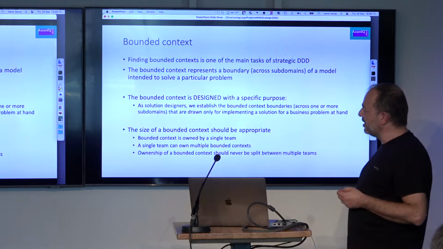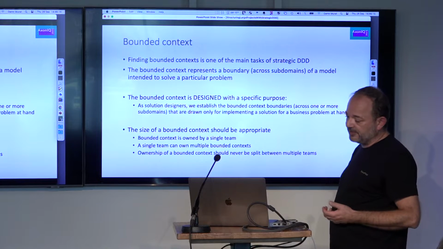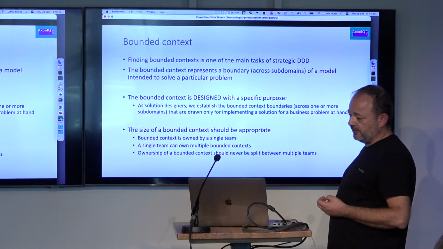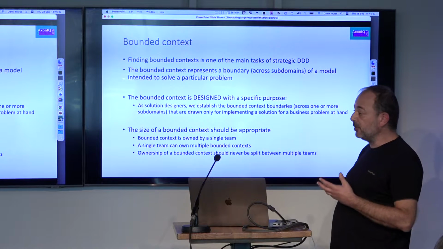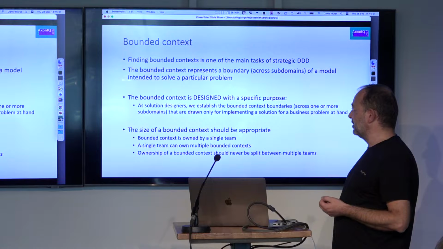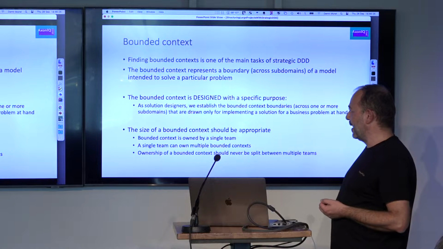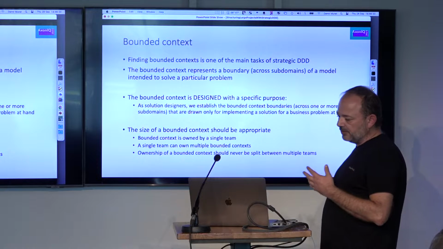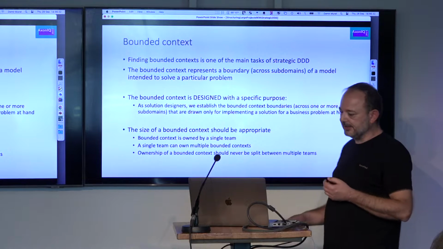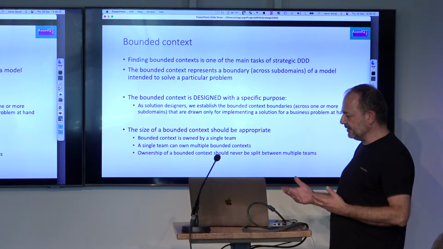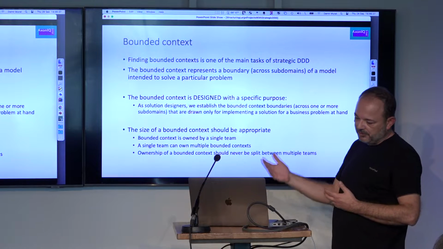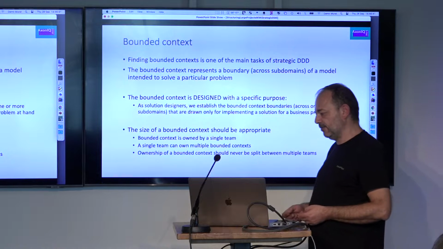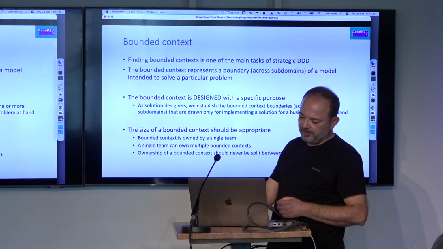So, finding bounded context is one of the main tasks of strategic DDD. Bounded context is a boundary of your model, and it can potentially span across multiple subdomains. The bounded context should be designed, those boundaries should be drawn, again, with a very specific purpose, and that is your problem that you're trying to solve.